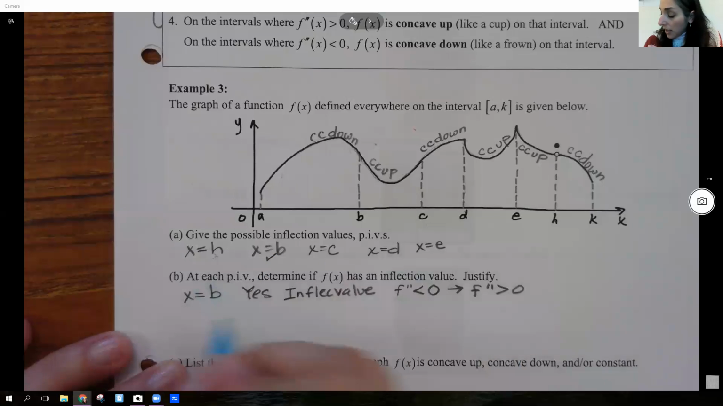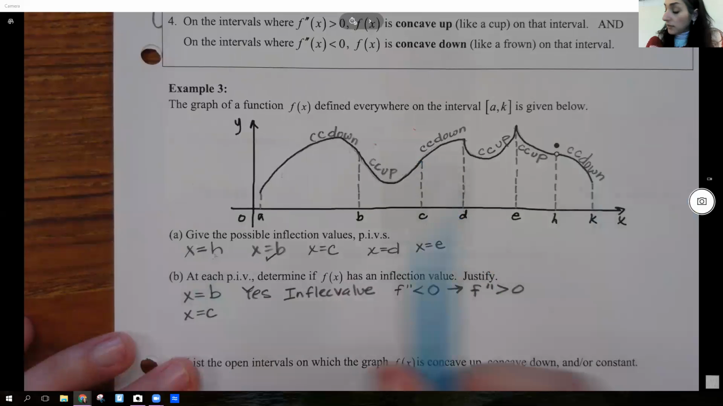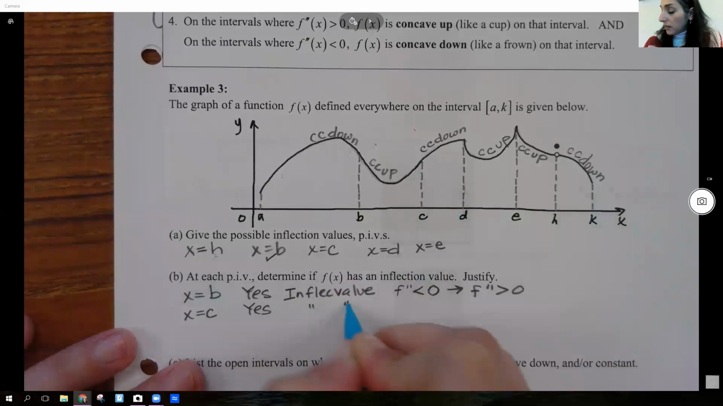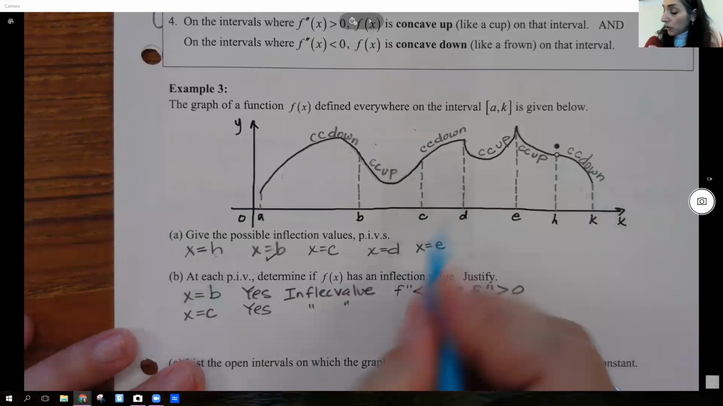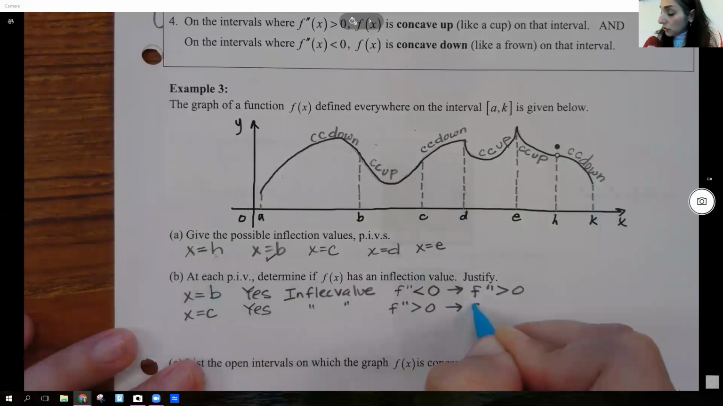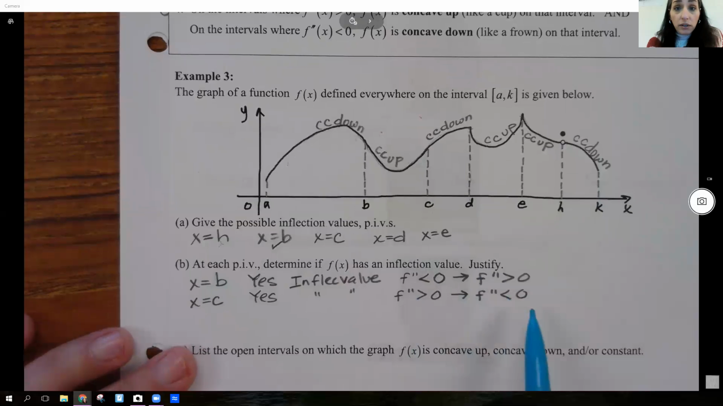X equals C. So X equals C is right here. That is also yes. Inflection value. But now the reasoning is different. We're going from concave up, so the second derivative is positive, to concave down, so the second derivative is negative. By writing this out, you would get full points on the AP exam. Your reader wants you to use derivatives to justify your answers, okay? So this is absolutely fine.